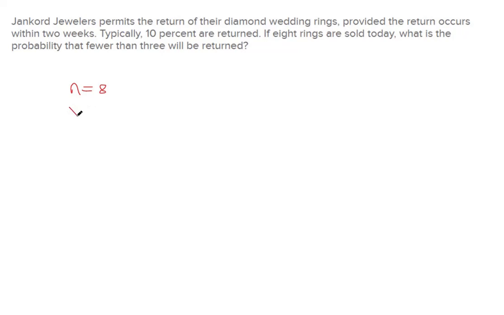Then you want to identify what's sometimes called x, which is the number of successes, which in this case means rings returned. So x would be, well, they're saying fewer than 3, so I shouldn't say equals. To be fewer than 3, that means you're less than 3. So we're trying to identify the probability of getting less than 3. That means you could have 2 rings returned, 1 ring returned, or 0 rings returned.